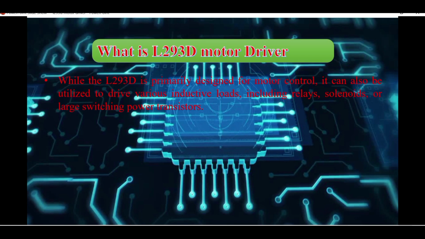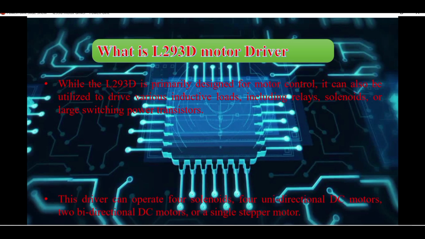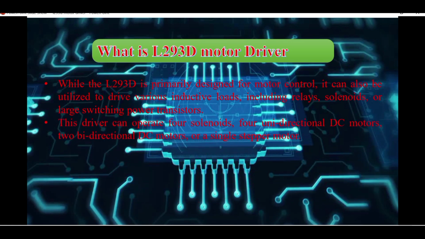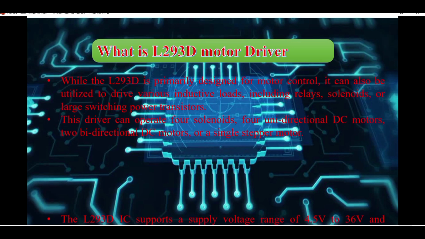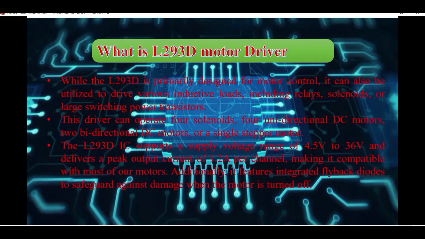We can also utilize this motor driver for inductive loads, including relays, solenoids, or high-current switching power transistors. The driver can operate 4 solenoids, 4 unidirectional DC motors, 2 bidirectional DC motors, or a single stepper motor. It has a supply voltage range from 4.0 volts to 36 volts, and the current is 1.2 amps per channel. These are the basic specifications of the L293D motor driver.